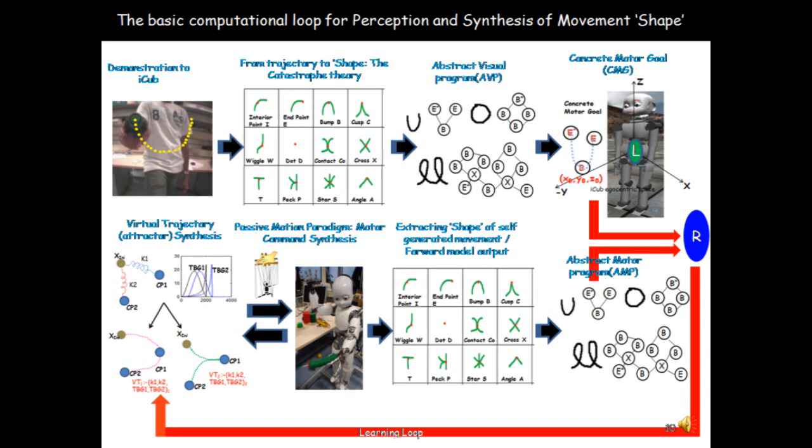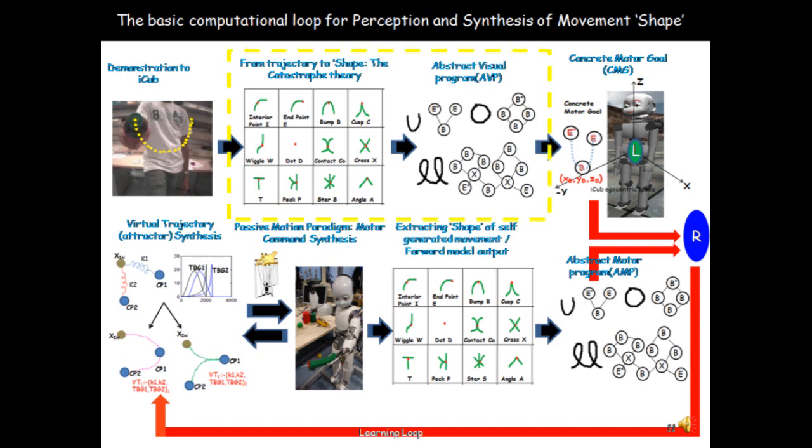In the slides that follow, I will briefly summarize the main transformations that take place in the computational loop for perception and synthesis of movement shape. As we can see, the loop initiates with a demonstration shown to iCub by the teacher. It can be a teacher performing a specific movement like U or whatever, or demonstrating the use of a tool. There is a motion detector system which basically extracts the end effector trajectory of the teacher performing the movement to the robot. So the output of a demonstration is a trajectory or a set of trajectories.